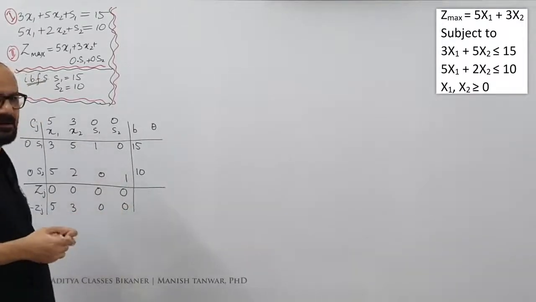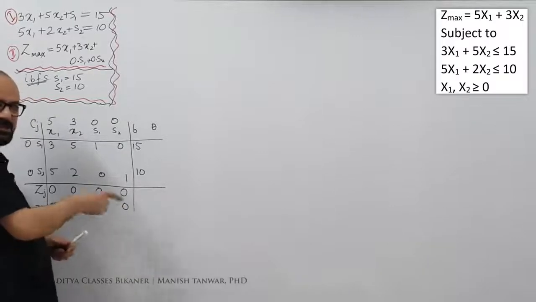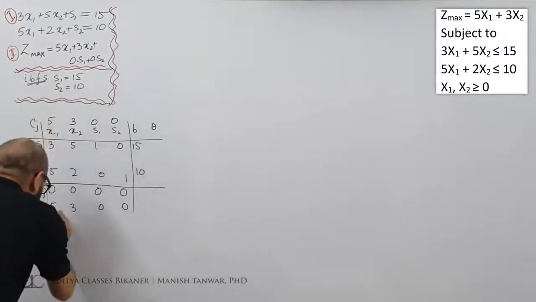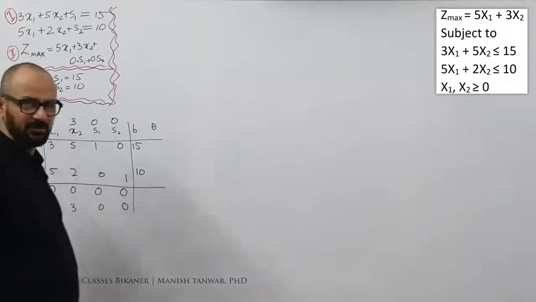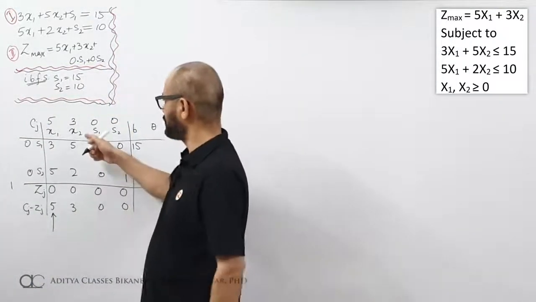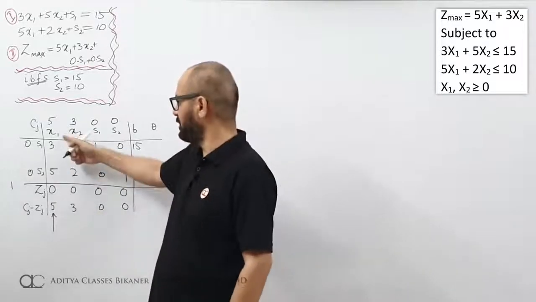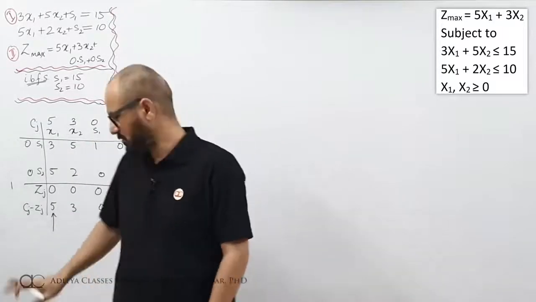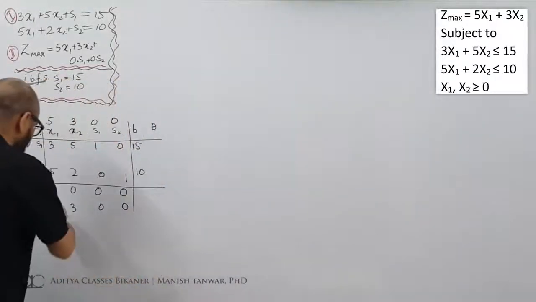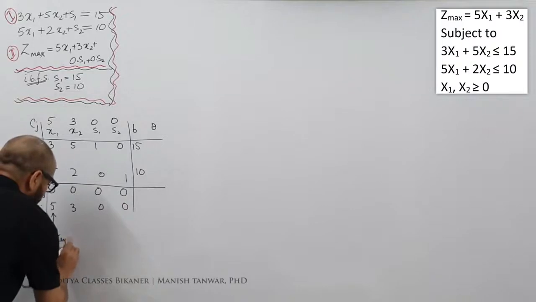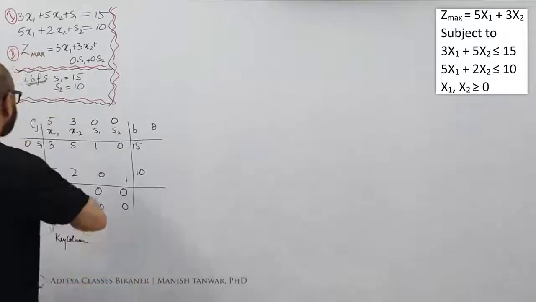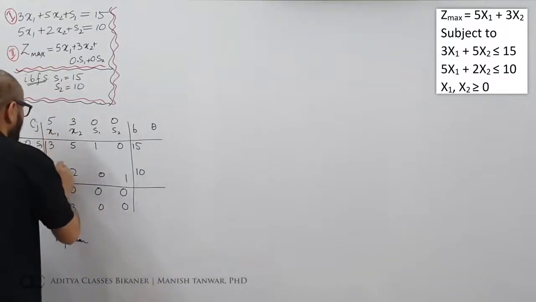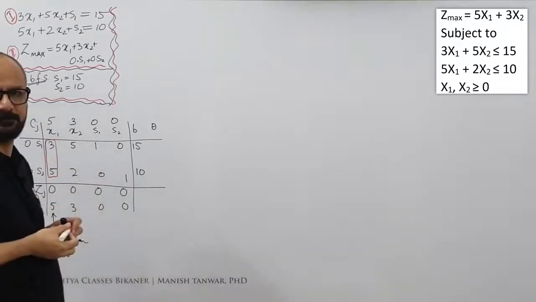Now if we remember, maximum profit potential is 5, the maximum positive. These are zeros, they have 0 profit potential. This has a profit potential of 3 per unit. Every unit of x2 that is increased will give me a profit of 3. Every unit of x1 that is increased will give me a profit of 5. So 5 looks better, and this 5 gives me my key column. Then we need the key row.